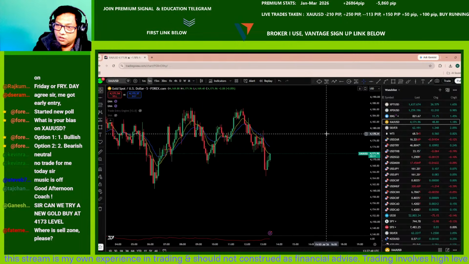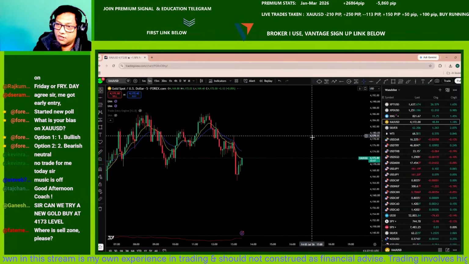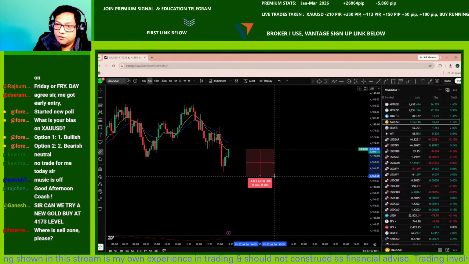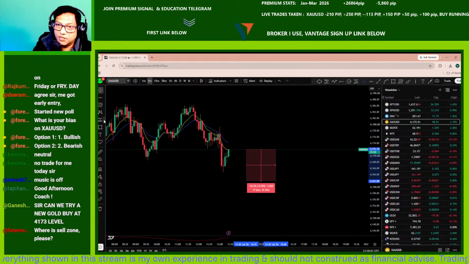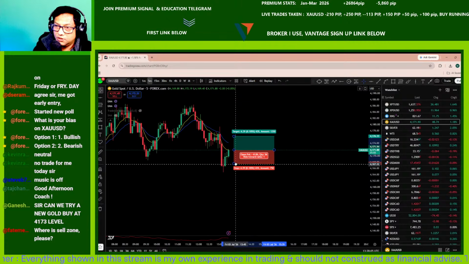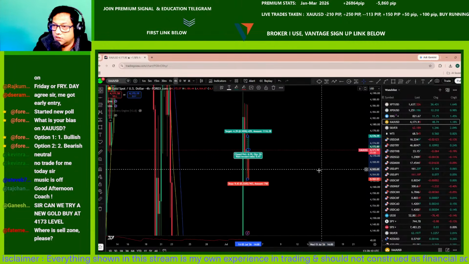You see that the drop is not very strongly bearish, so that means the buyers will still be interested here. And I'm just planning, not entering, so please don't enter yet. When I'm entering, I'll let you know, guys. So here the 4 hour low is at this level.